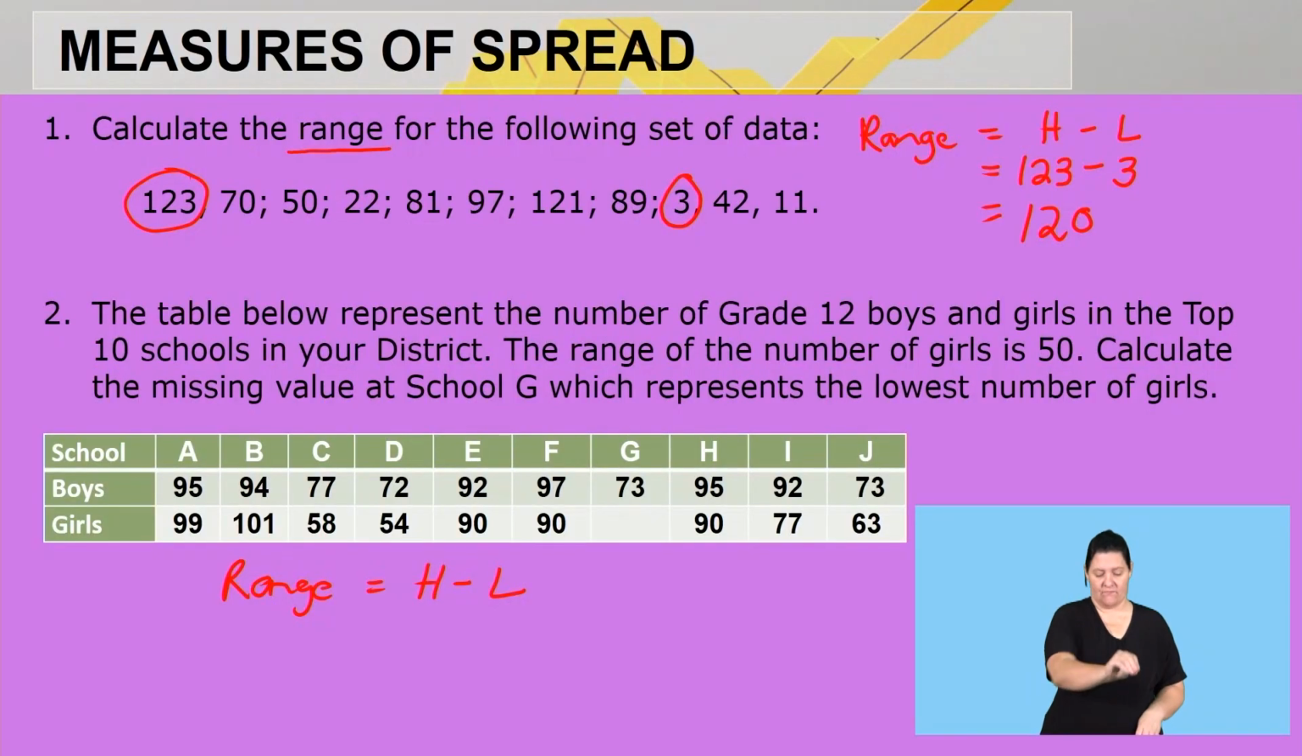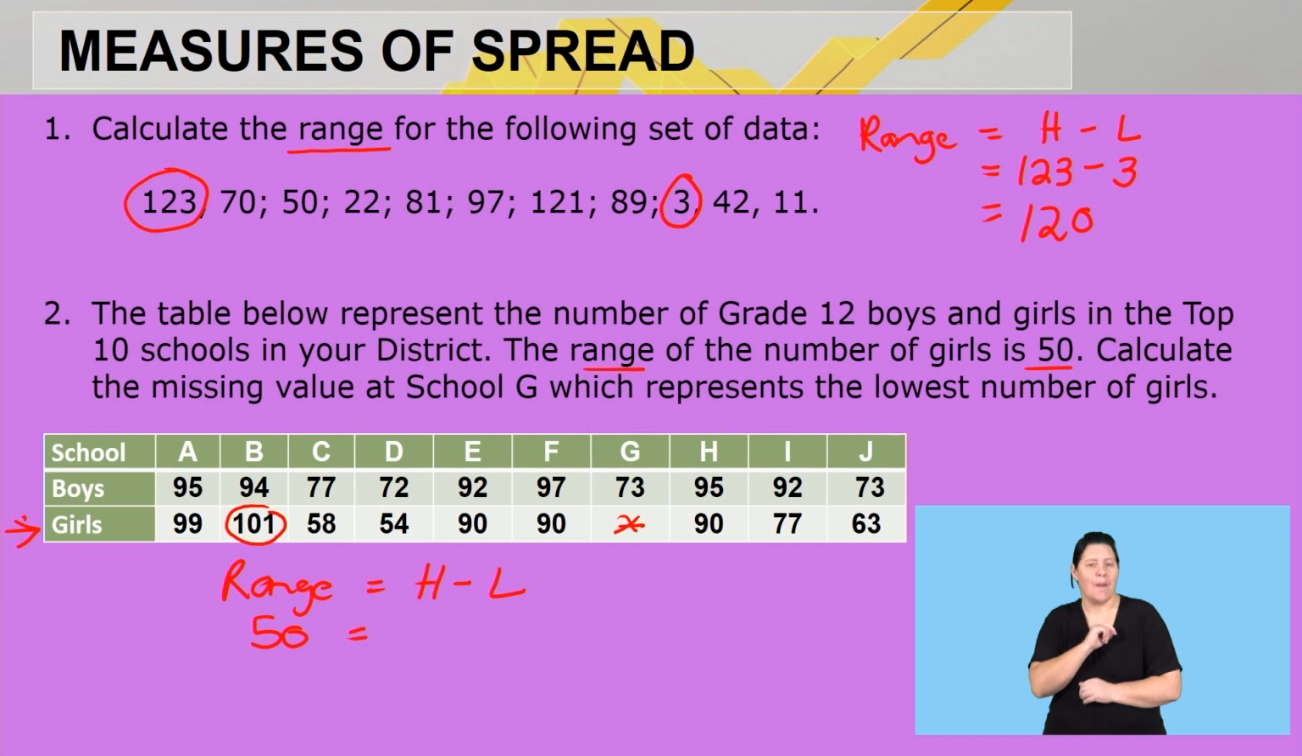Okay, so looking at the given information, I'm saying here that the range of the number of girls is 50. So based on the information, I know what the range is. That is 50. Equals, looking at the data set, remember now we are working with boys and girls. But we have to be very specific. It says calculate the missing value at school G. Can you see that? So it refers to the girls, right? And which represent the lowest number of girls. Now when I look at my girls, right? Here, I can find what? The highest value. So looking at it, we agree that the highest value here will be 101.